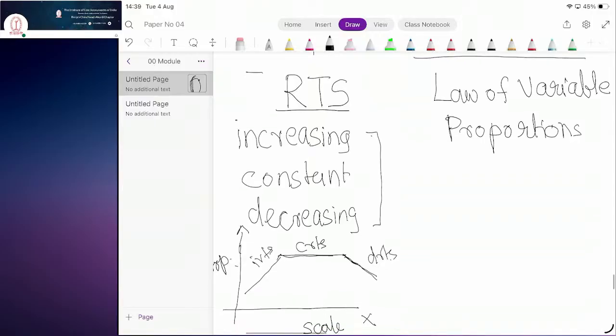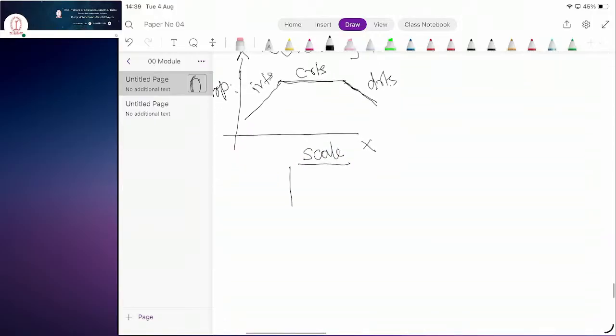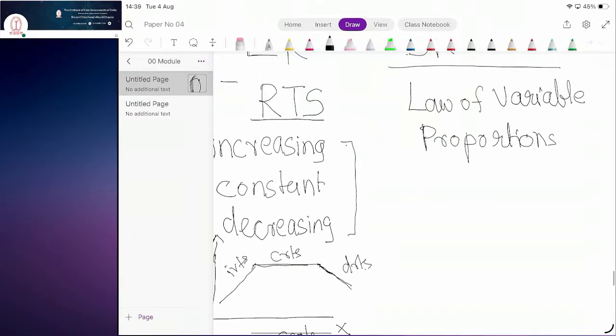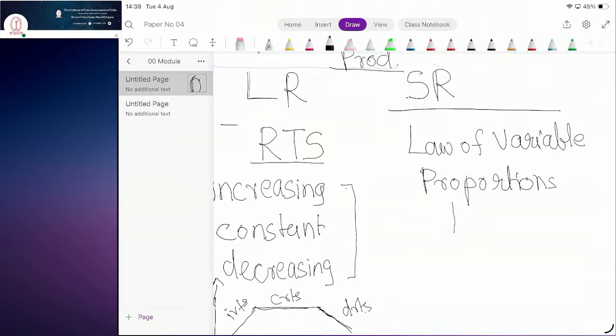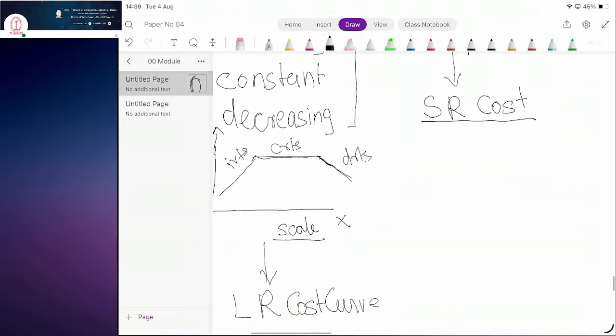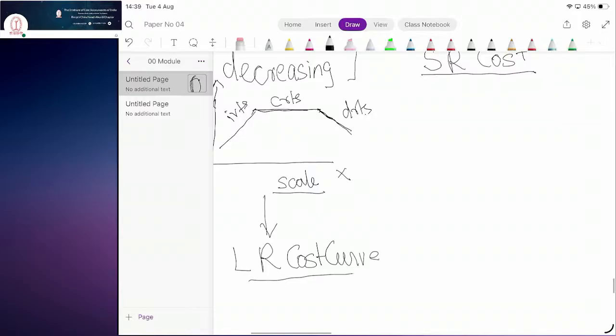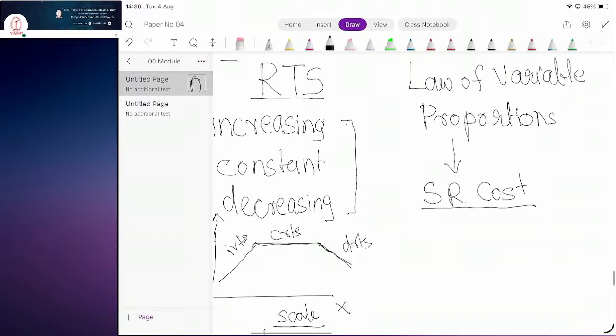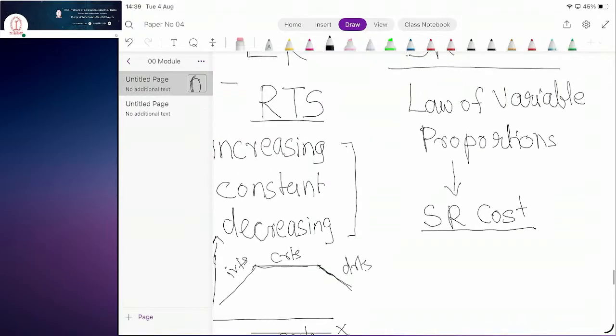Remember why these two laws are very important. Returns to scale will help us derive the long run cost curve, and the law of variable proportions, that is the short run law of production, will help us derive the short run cost structure. So it is very important for all the things that we do in future that you understand the two laws, the returns to scale and the law of variable proportions. Have you all got this?